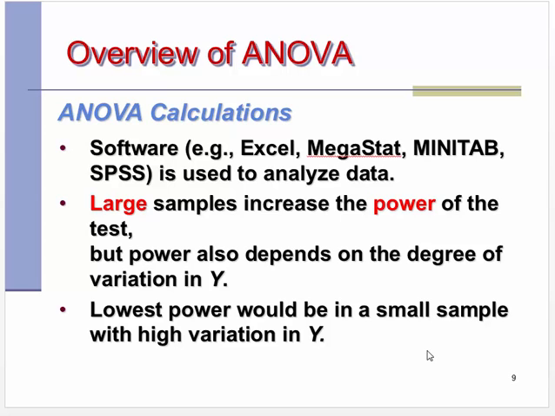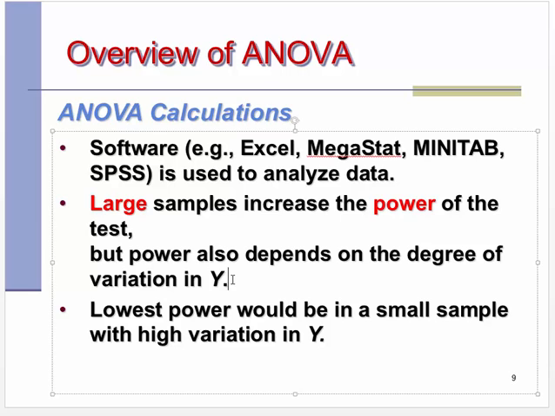Calculation of ANOVA. We can use software such as Excel spreadsheet, MegaStat, Minitab, or SPSS to analyze the data. Large samples increase the power of the test, but the power also depends on the degree of variation in Y. Lowest power would be in a small sample with high variation in Y, and that would be the really bad situation.